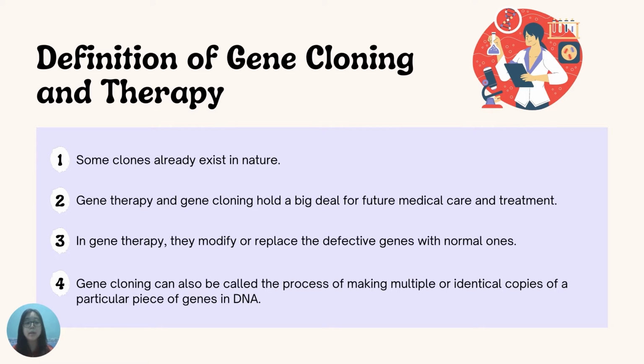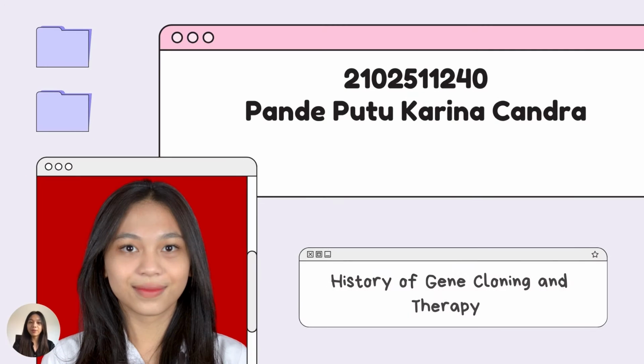In the third point, in gene therapy, they modify or replace the defective genes with normal ones. Meanwhile, gene cloning can also be called the process of making multiple identical copies of particular pieces of genes in DNA.